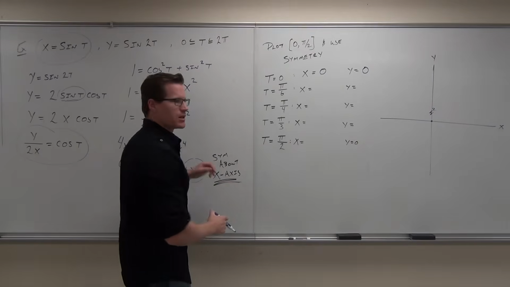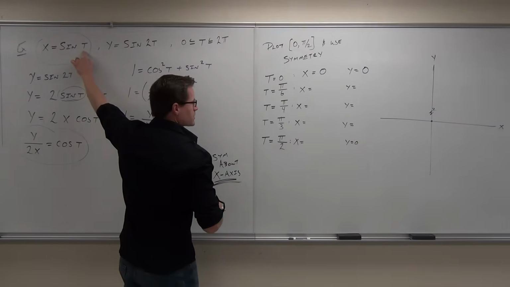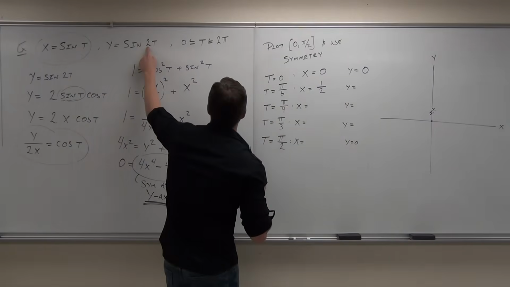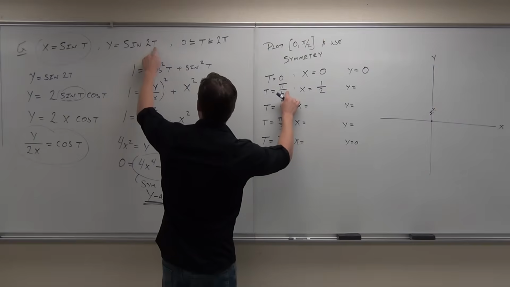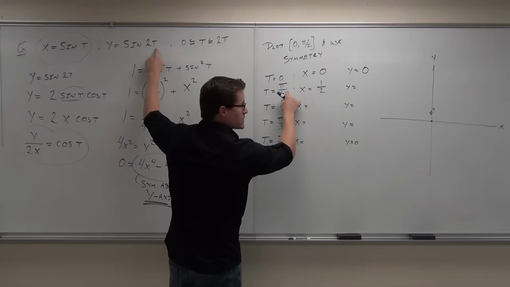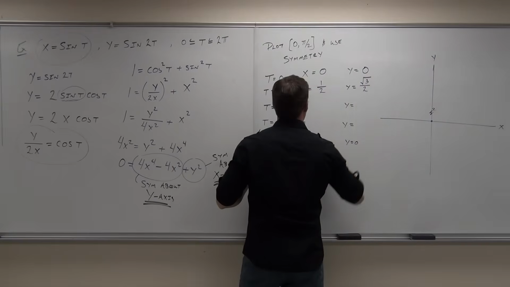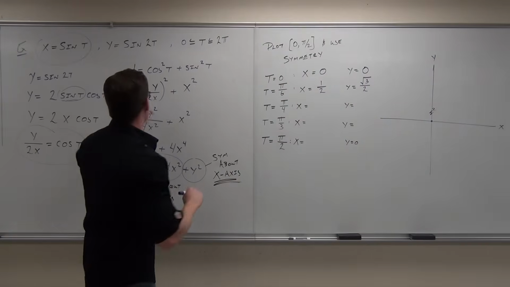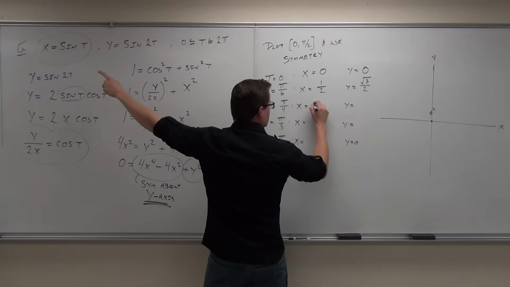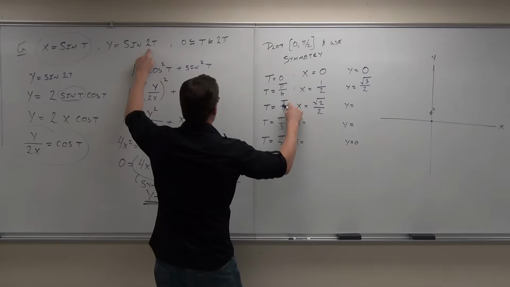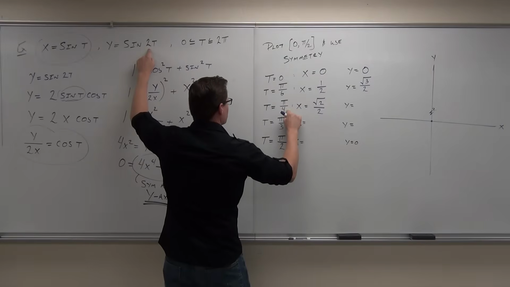Now, how about pi over 6? Let's do sine of pi over 6. What is it? 1/2. And remember what you do here: 2 times pi over 6. That's pi over 3. What's sine of pi over 3? Okay, how about pi over 4? Let's do sine of pi over 4. What is it? Root 2 over 2. How about this one? What's 2 times pi over 4? Pi over 2. What's sine of pi over 2? 1.